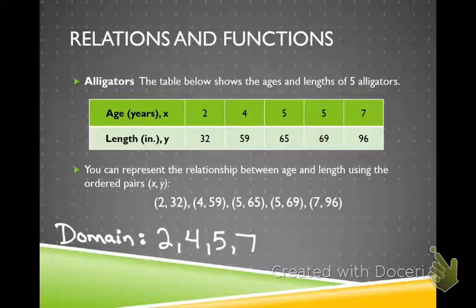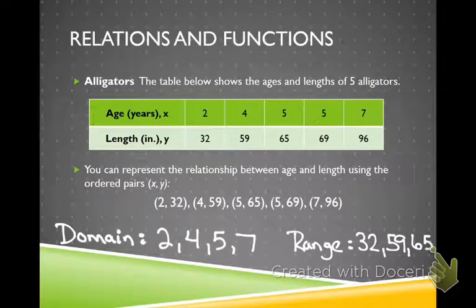However you want to write that in your notes, just remind yourself, don't write the repeated numbers more than once. Just because 5 is twice here doesn't mean I have to write it twice. I only have to write it once. The other thing is you have to write them in numerical order, from the lowest value up to the highest value. All right, now that's my domain. Now let's look at the range. The smallest number in my range is 32. Then I go 59, 65. I'm not going to fit them all in, so I have to go down below, 69 and 96.